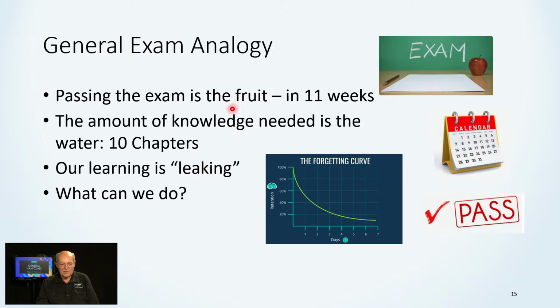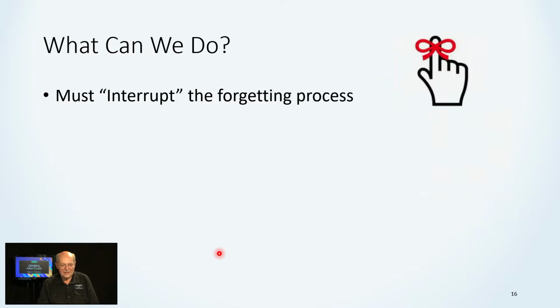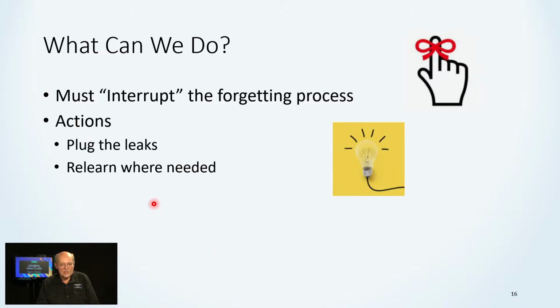In terms of the way it fits the analogy, passing the exam is the fruit, the amount of knowledge, 10 chapters. Our learning is leaking. So we've got this problem. What can we do? Well, we have to interrupt the forgetting process. And that's what the next part of what I'm going to tell you is all about. The actions that we can take to interrupt the forgetting process: we have to plug the leaks, and we have to relearn where needed.